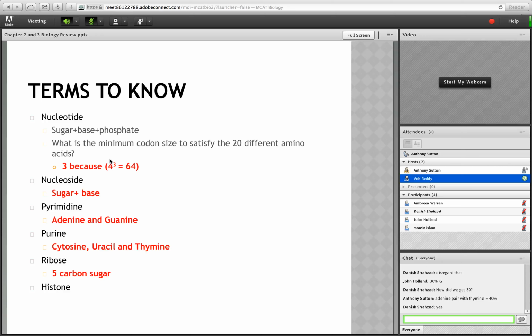And then finally, a histone. The histone is just a protein, right? Made of basic amino acids. And what it has is a positive charge. So since a histone is made of these basic amino acids, how is it that DNA is able to stay wrapped around these histones, Ambria?